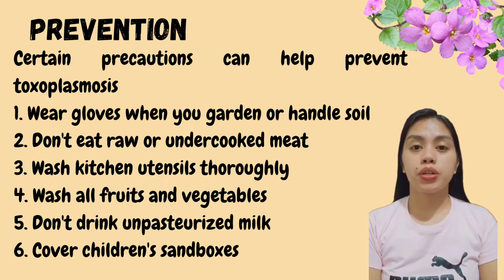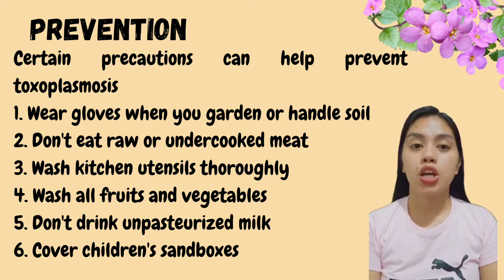Prevention: certain precautions can help prevent toxoplasmosis. First, wear gloves when you garden or handle soil. Second, don't eat raw or undercooked meat. Third, wash kitchen utensils thoroughly. Fourth, wash all fruits and vegetables. Fifth, don't drink unpasteurized milk. Sixth, cover children's sandboxes.